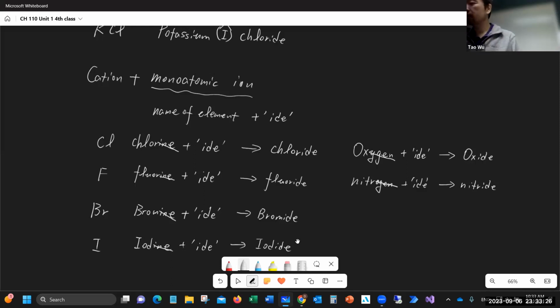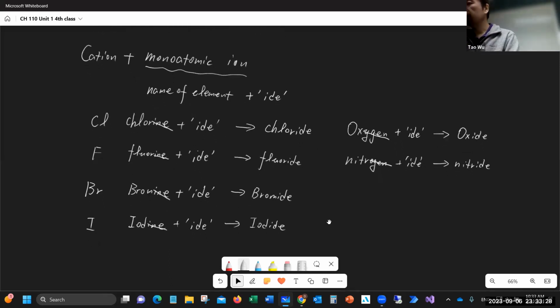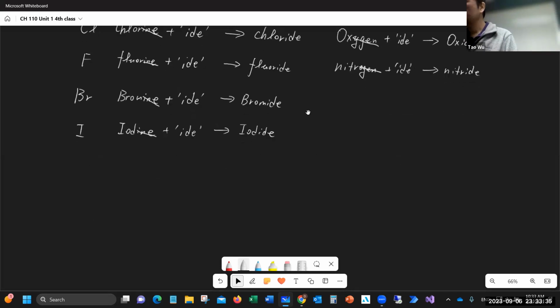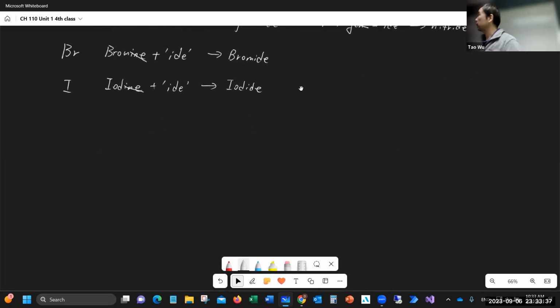Okay, so this is how you make the ending for this monoatomic ion. That makes sense, right? So then we can talk about, if you have a compound, how do we write a name? As long as you know the name for the cation and the name for the anion, then you know it, right? So for example, what is this called?